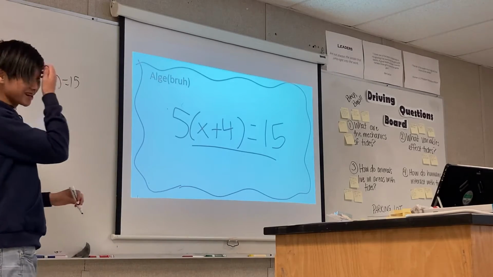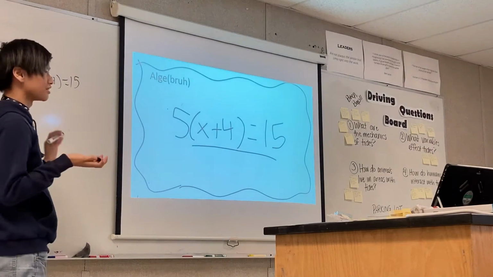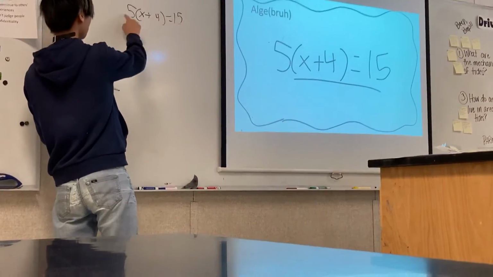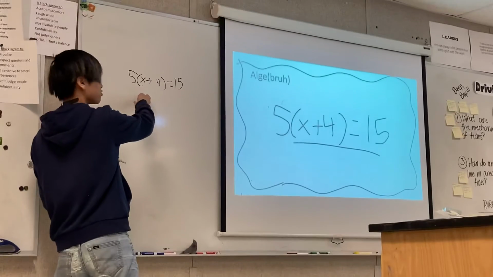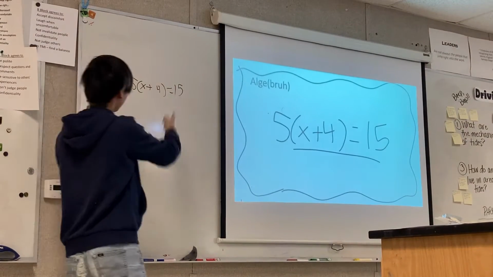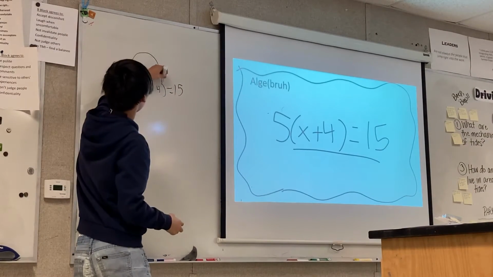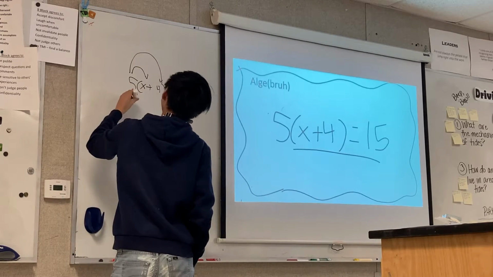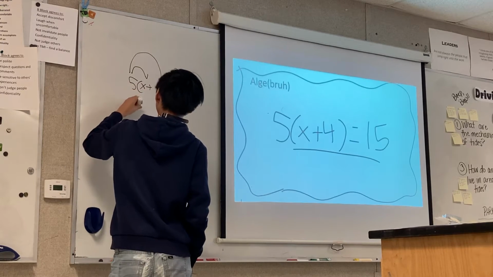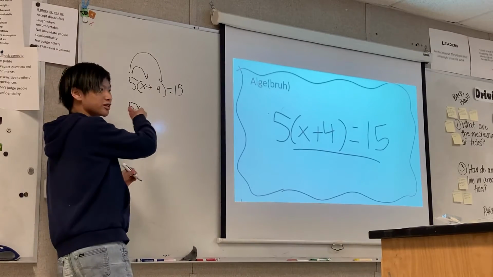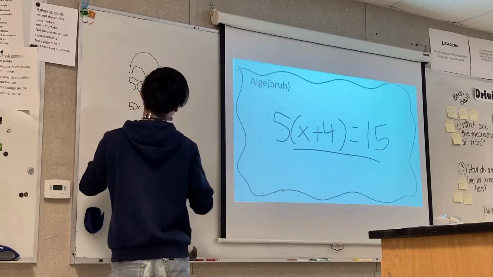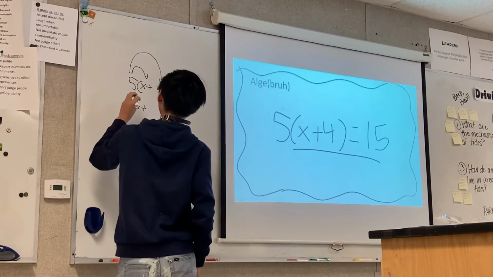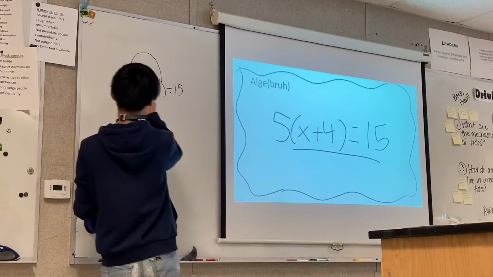Okay, so I started with the distribution property. So basically, it's saying I'm multiplying 5 and x while also multiplying 5 and 4. So you can just show arrows, and I'm pointing them over here. It's incomprehensible, I'm sorry. So now we're left with 5x, which is showing 5 is multiplying x, plus, because we're bringing down the plus sign. And then we're multiplying 5 and 4.